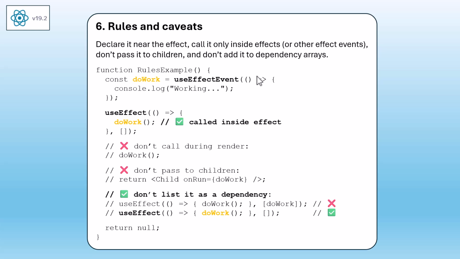This hook is not a shortcut for avoiding dependencies. You should not use useEffectEvent as a way to skip putting dependencies in your effect. That would cover up bugs or lead to subtle mistakes. And finally, useEffectEvent is intended to extract non-reactive logic that you don't want to trigger re-execution whenever its captured values change. It is not a general replacement for all effect logic.